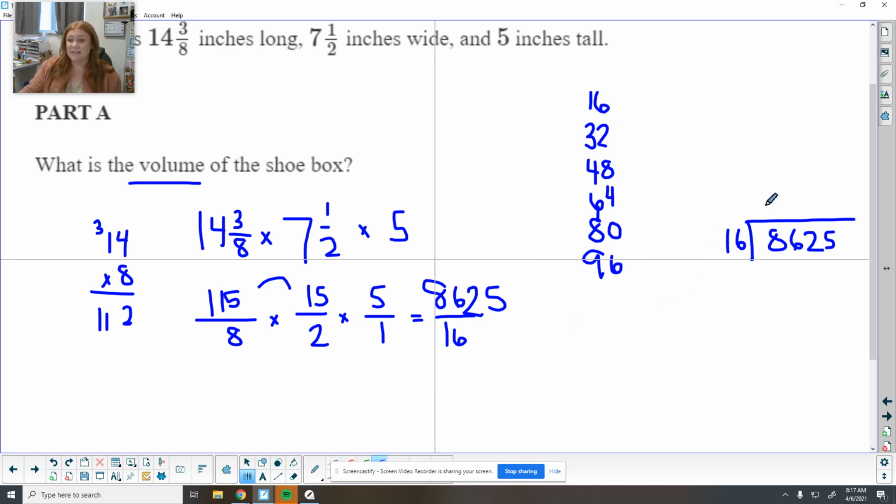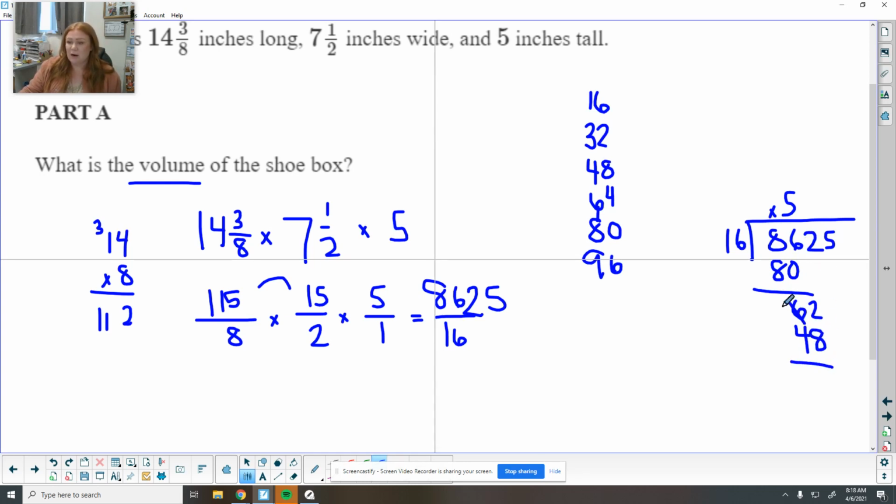So I know 16 can't go into 8, so I'm looking for 86. That's too big. So it goes in there 1, 2, 3, 4, 5 times is 80. 6 left over, bring down my 2. So looking for 62. That's too big. So it goes in there 1, 2, 3 times, 48.